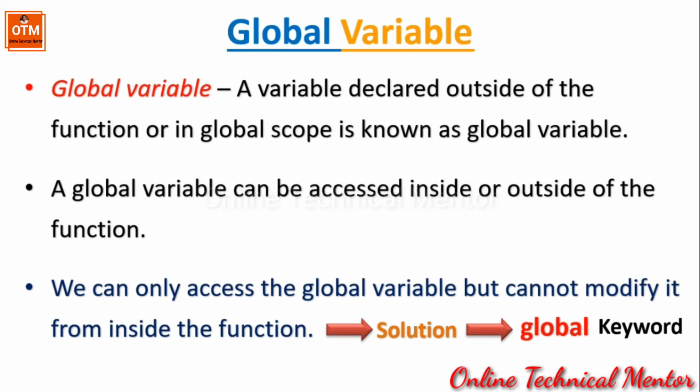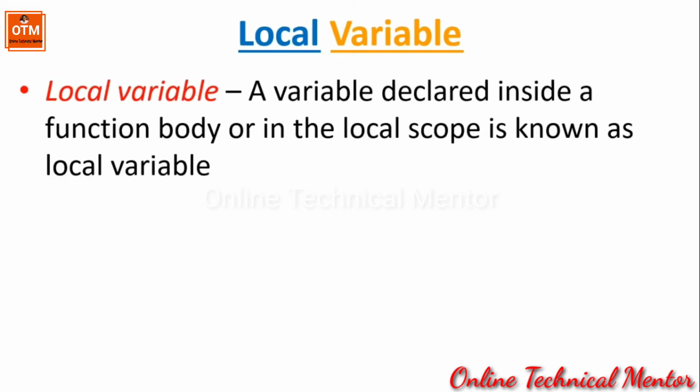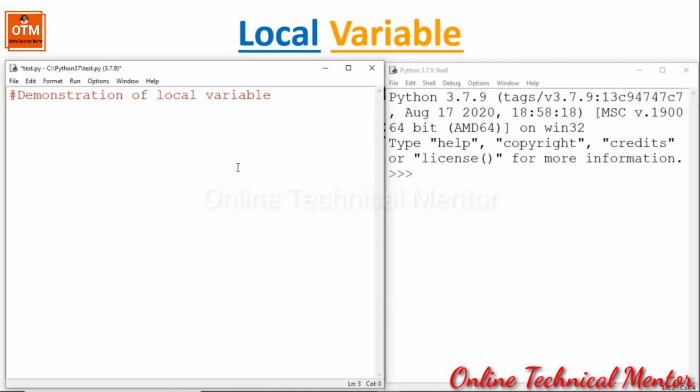In this video, we will discuss only the global and the local variable. Next, come to the local variable. A variable declared inside the function body or in the local scope is known as a local variable. First of all, let me show you a demonstration of a local variable.